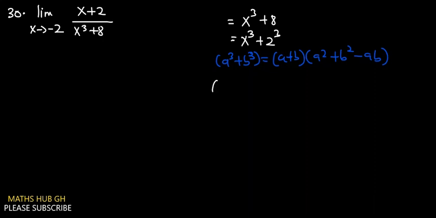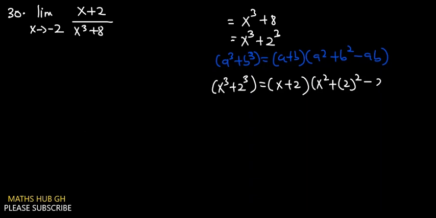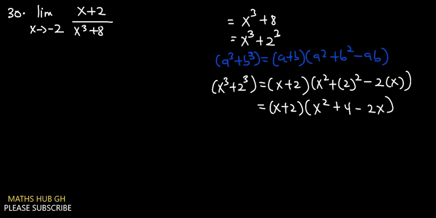So we're going to have x cubed plus 2 cubed equal to x plus 2 multiplying x squared plus 2 squared minus 2 multiplying x. This is what you are going to have. So at the end, you're going to have x plus 2 multiplying x squared plus 4 minus 2x. Let me write this as x plus 2 multiplying x squared minus 2x plus 4.